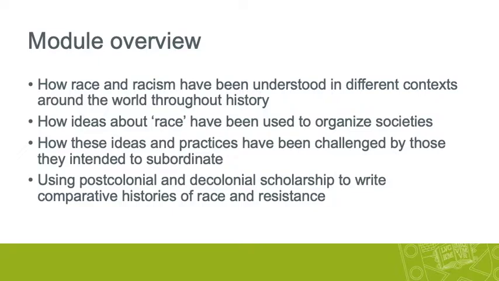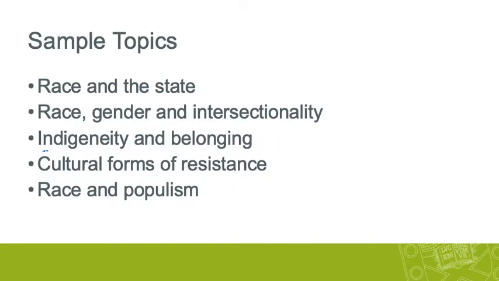Now, because this is a comparative module, the teaching team changes each year, but just as an example of some of the types of specific topics that we might cover, I've just put five here from a much longer list. We'll be interested in, for example, race and the state. So how do societies like South Africa and Jim Crow era United States use questions of race to separate out their societies and to try to control interactions between different groups?